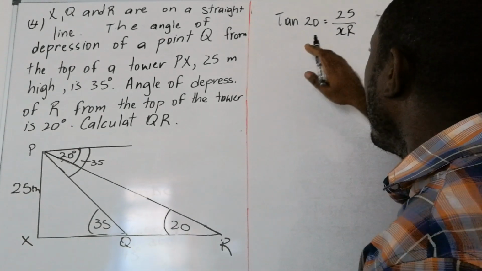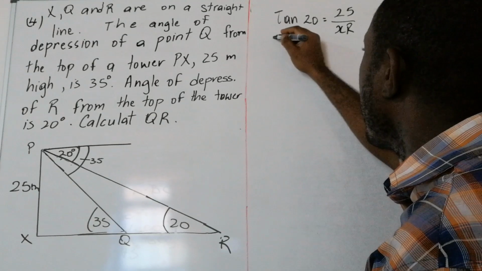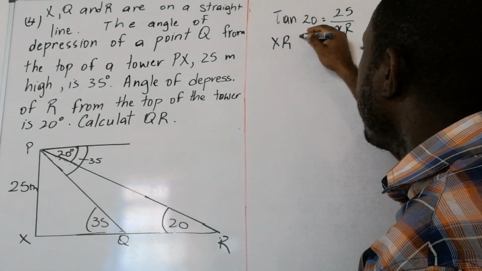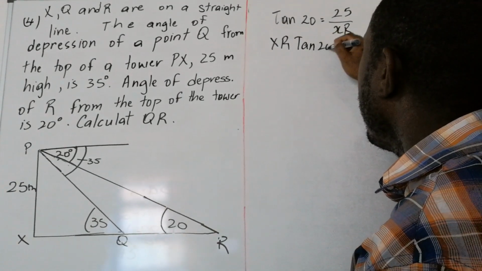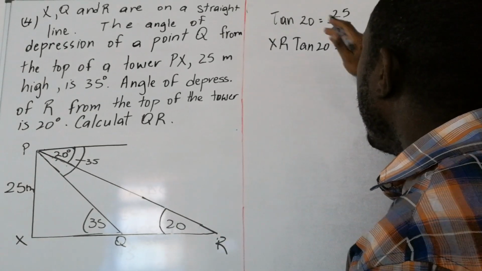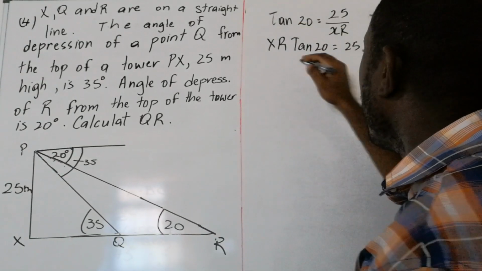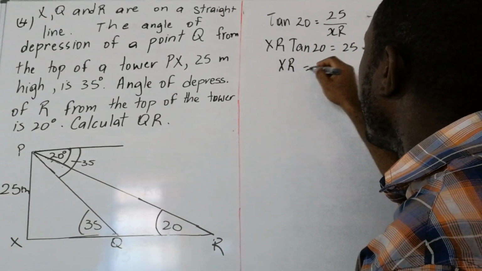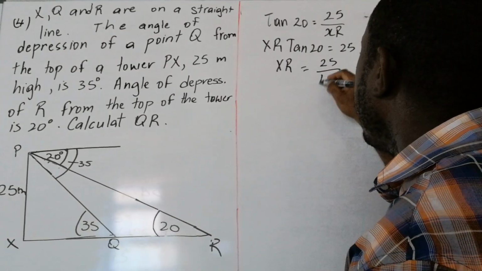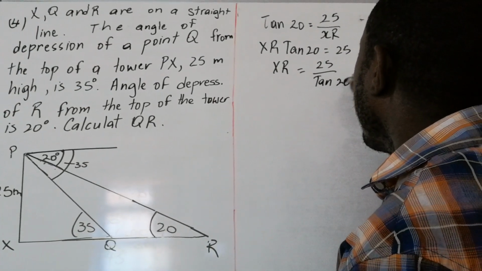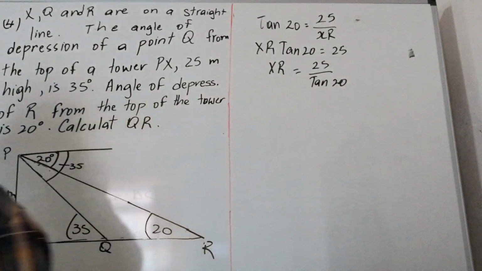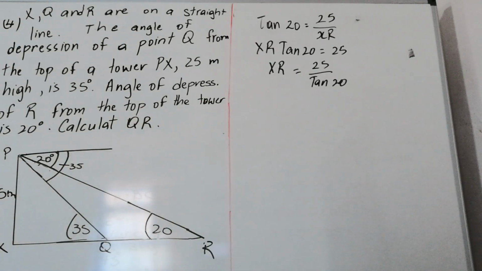So to find XR, we transpose, so XR times tan 20 is equal to 25. And then we bring over, this is multiplying, so it will divide. So XR will be equal to 25 divided by tan 20. All right? And we use our calculators and work that out. You could pause the video to find what XR would be. Find the length of XR.